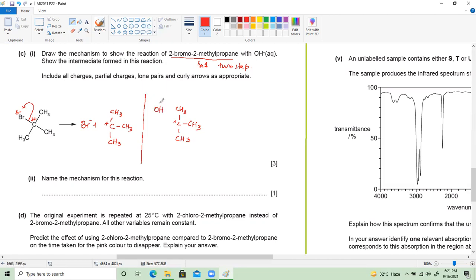And when you represent the hydroxide ion, then you need to put a lone pair on the oxygen atom as well. This is the attacking nucleophile, and it will attack this carbocation, resulting in the formation of the nucleophilic substitution product of this compound.